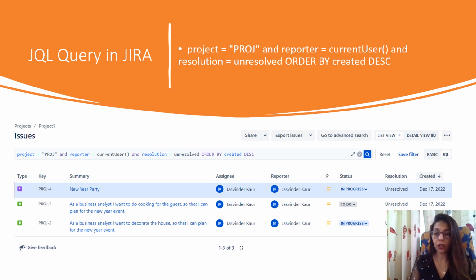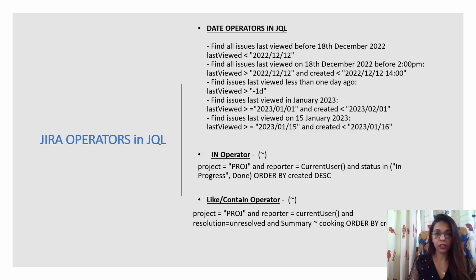Clicking on the filter, save filter, we can also save this filter moving ahead. Instead of writing the entire query, we can directly connect to the filters which are already saved. So this is a JQL query. Now there are date operators we can have in the query. We have IN operators too, when we have to find multiple data elements, like status, where we want to check for in progress and for done as well.